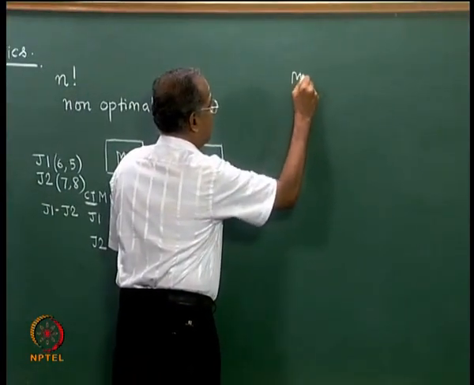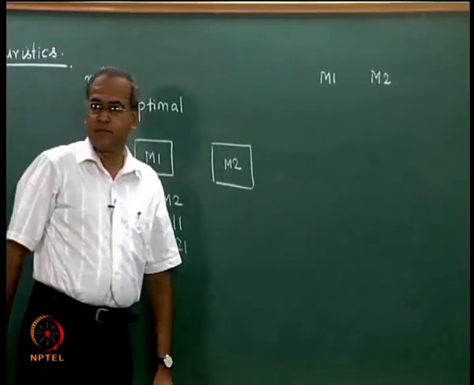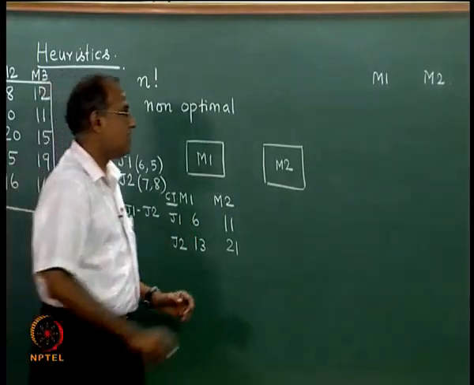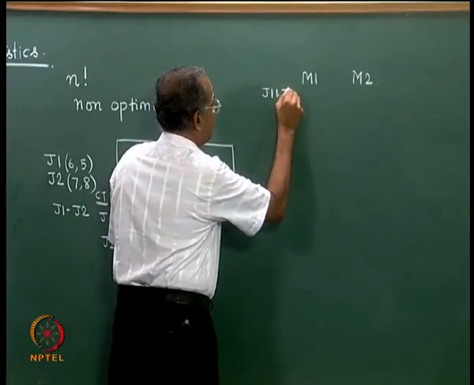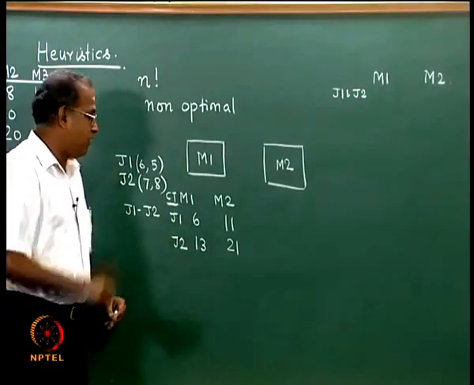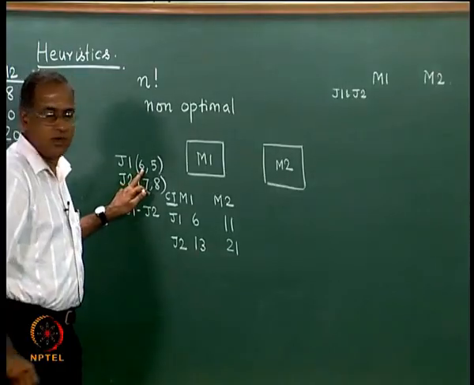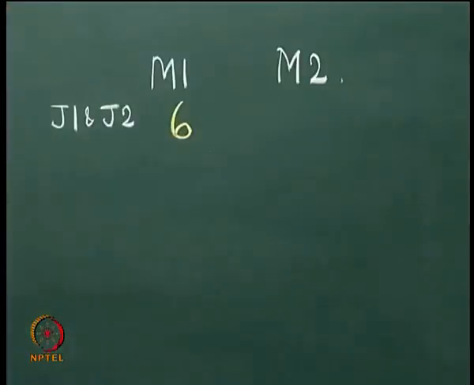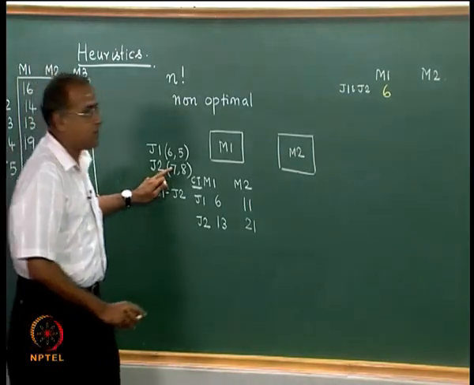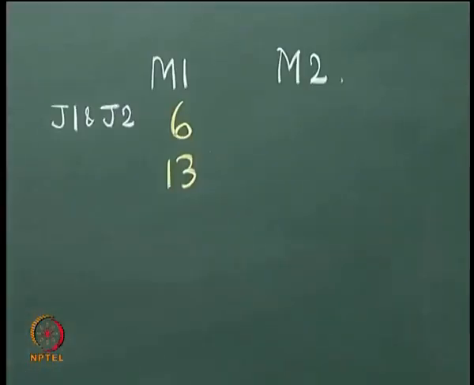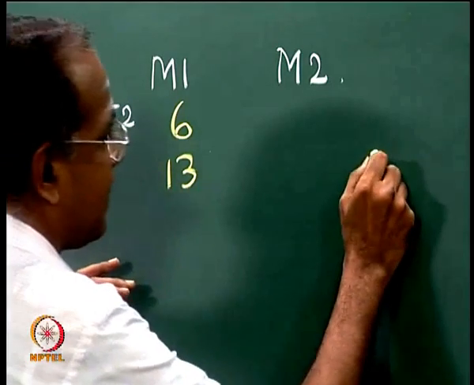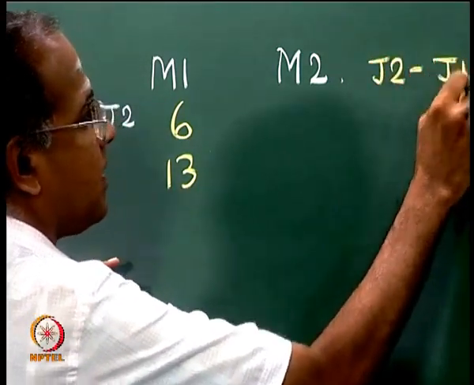We will first look at M1 and then at M2. Let us assume on M1 the sequence is J1 followed by J2, which means that in M1 we first start with J1, which takes 6 time units, so it comes out at time equal to 6. Now J2 enters M1 at time equal to 6, therefore it will come out at time equal to 13. Now let us say on M2 the sequence is J2 followed by J1. So let me write that on M2 it is J2 followed by J1.